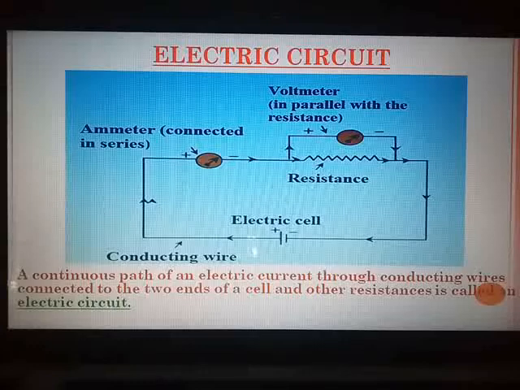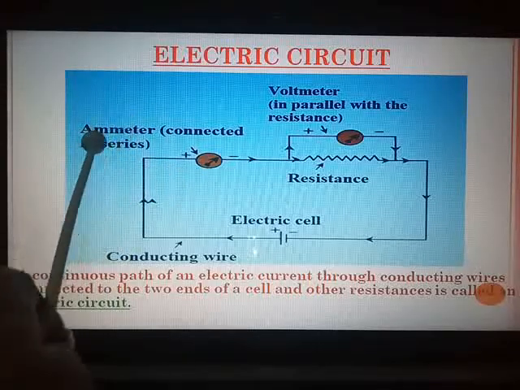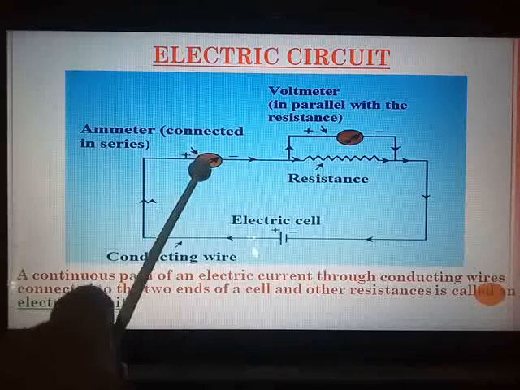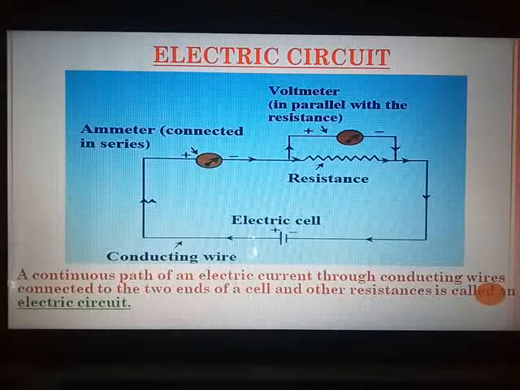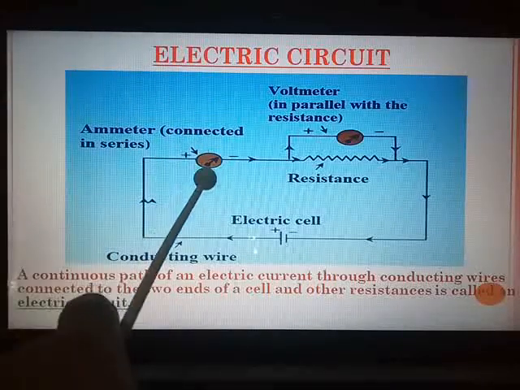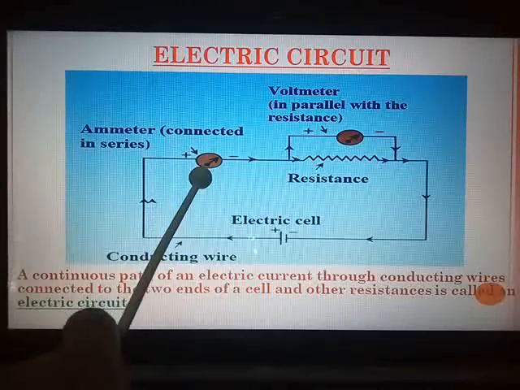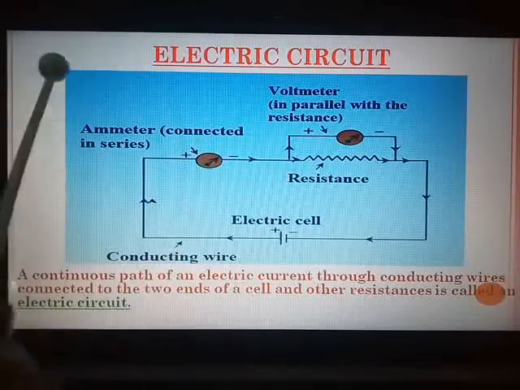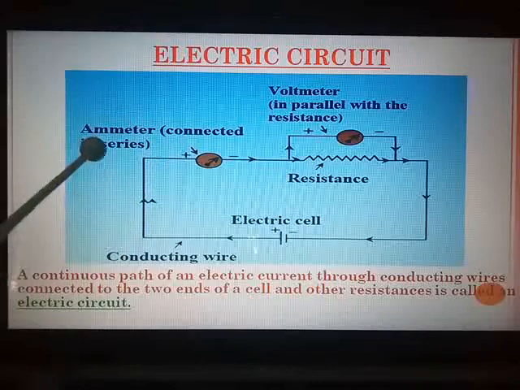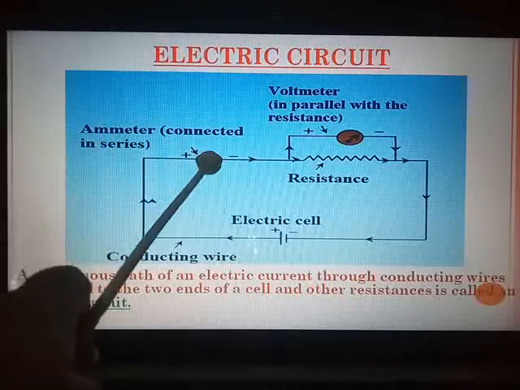Now here in this figure 3.5 you can see an ammeter. How this ammeter and the other components are denoted, you are going to see in the next chart. It is used to measure the current. Current is measured in amperes, and the ammeter, which is connected in series, is used to measure the current.